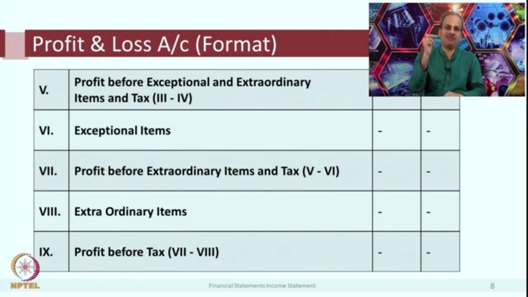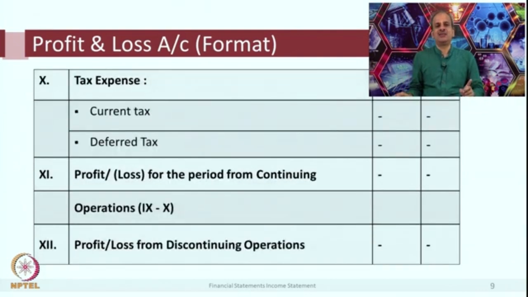So, item 5 is your normal profit. To that you adjust for 6 and 8. First you take 6, then you get profit before extraordinary item and tax, then you take 8, you get profit before tax. So, after you deduct 8, in 9 you have considered all items exceptional and extraordinary, you have only not considered the taxes. Now, from 9 we will reduce the taxes.